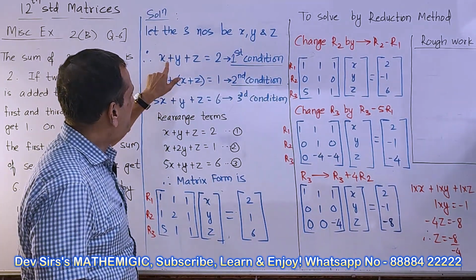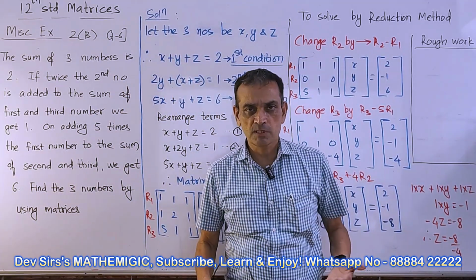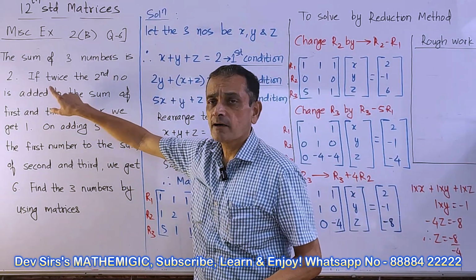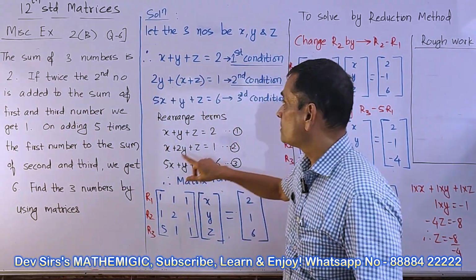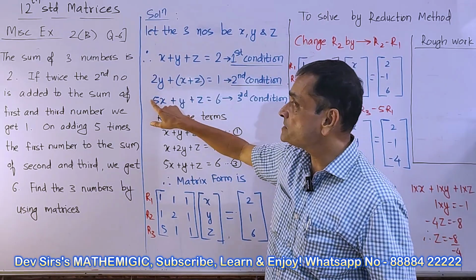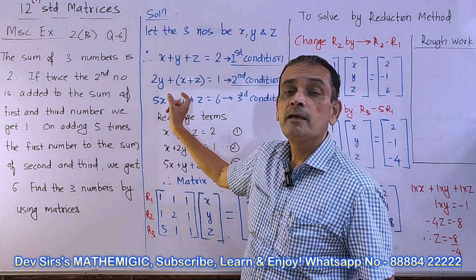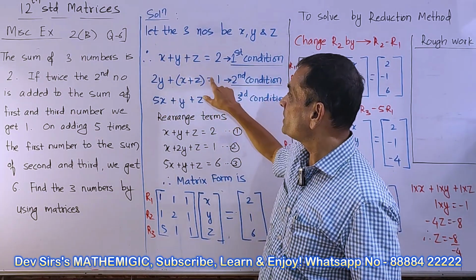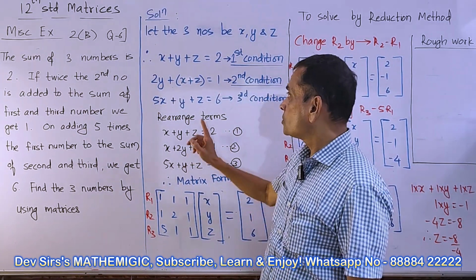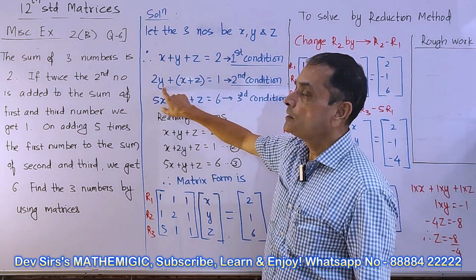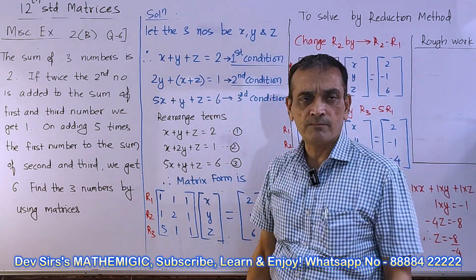Okay? x plus y plus z equal to 2, ये पहली condition है. Sum of three numbers is 2. Simple. देखो, second condition. If twice the second number is added to the sum of the first and third number, observe here. Twice the second number means 2y is added to x plus z, the sum of first and third, we get 1. This is the second condition.